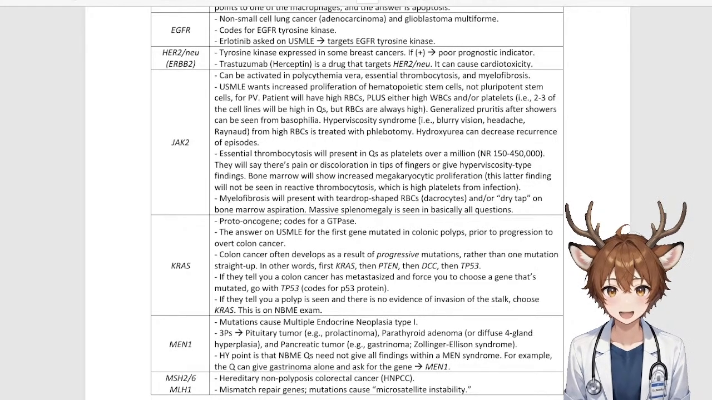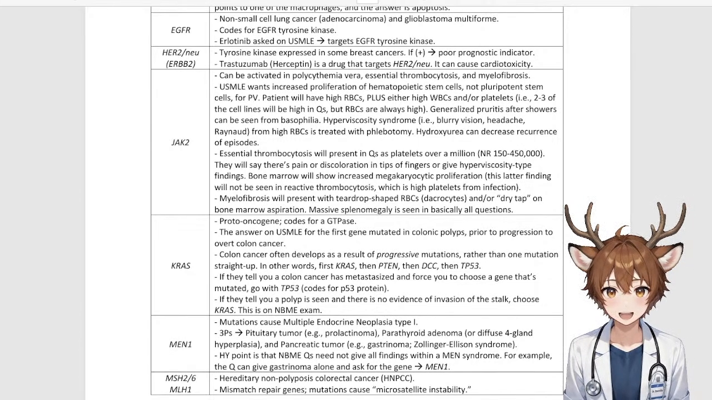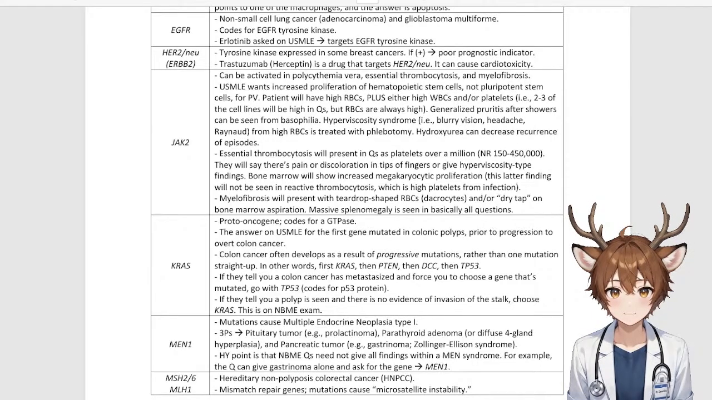Myelofibrosis will present with teardrop-shaped RBCs or dacrocytes and/or dry tap on bone marrow aspiration. Massive splenomegaly is seen in basically all questions, though.